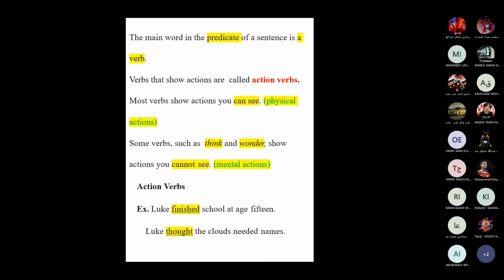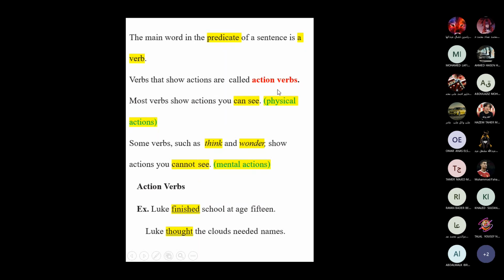So the main word, the important word in the predicate, is the verb. Any sentence has a predicate, and any predicate has a verb. Again, any sentence has a predicate, and any predicate has a verb. So the main word in the predicate is the verb. Verbs that show actions, pay attention to that, verbs that show actions are called action verbs.